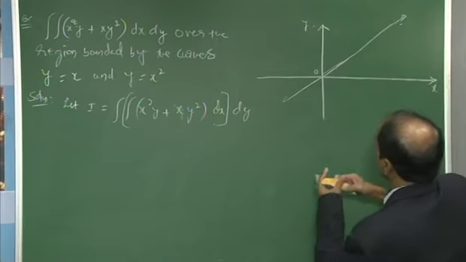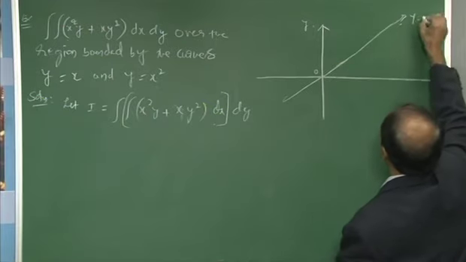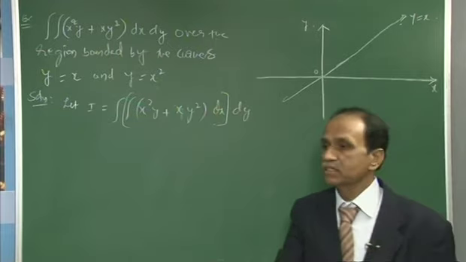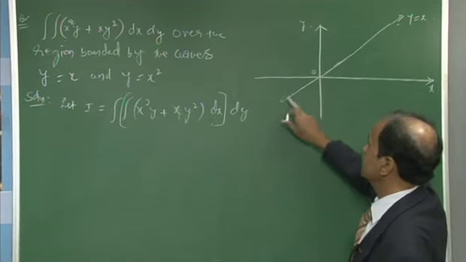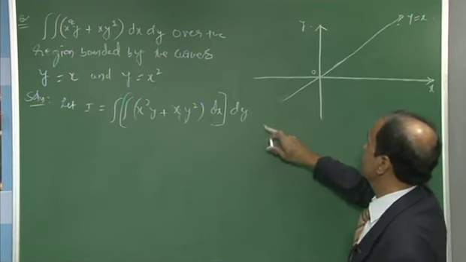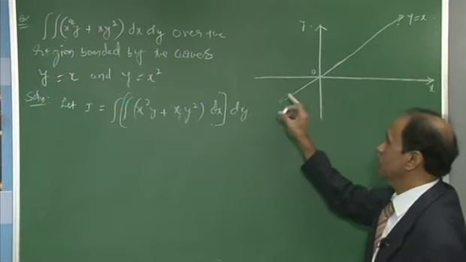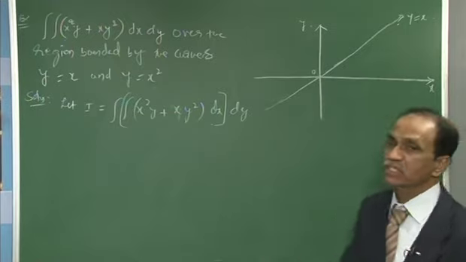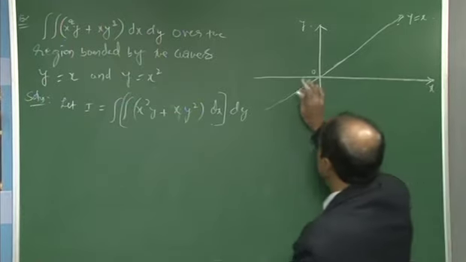This is y is equal to x. Already you know that y is equal to minus x goes to the second quadrant and fourth quadrant, but y is equal to plus x will be first and third quadrants. Now, y equal to x square, that should be the parabola.